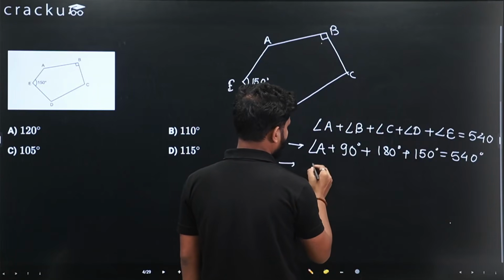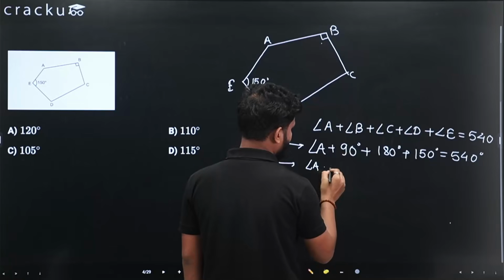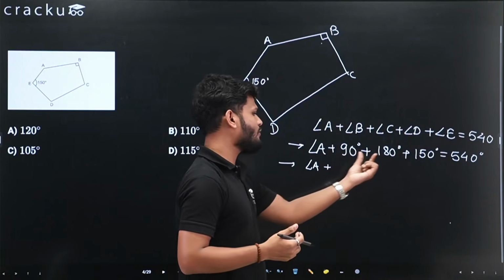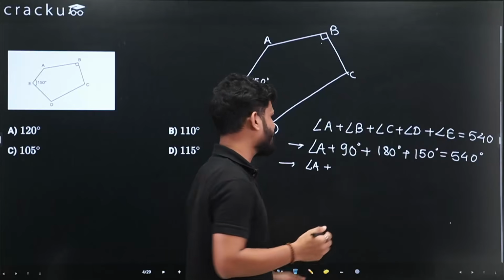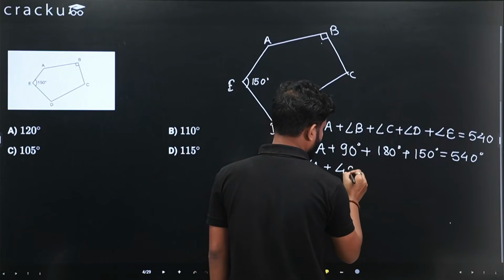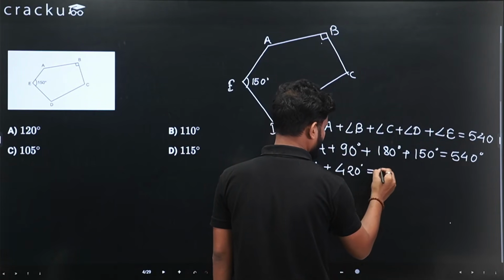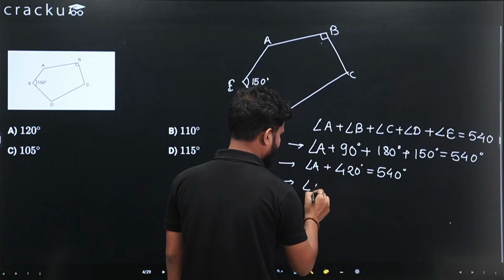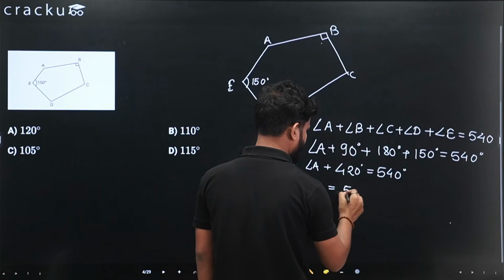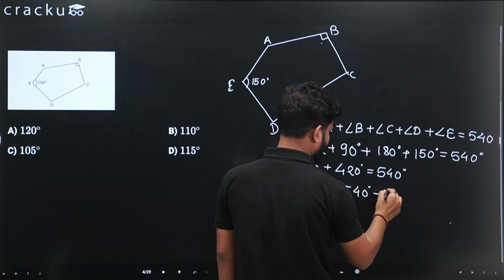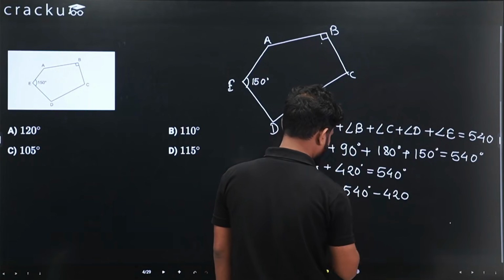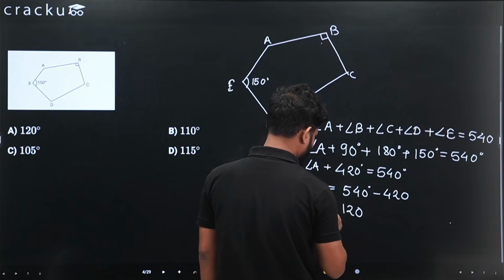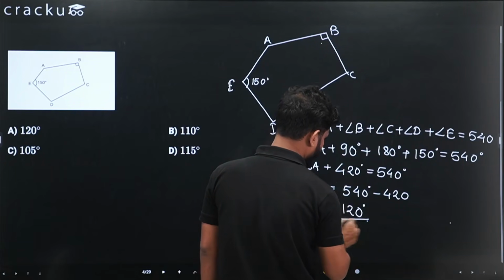From here just add now. This will be angle A plus 90 degree plus 150 degree, which is 240 degree. 240 degree plus 180 degree, it will be 420 degree is equal to 540 degree. From here you get angle A as 540 degree minus 420 degree, which is nothing but 120. So angle A is 120 degree.